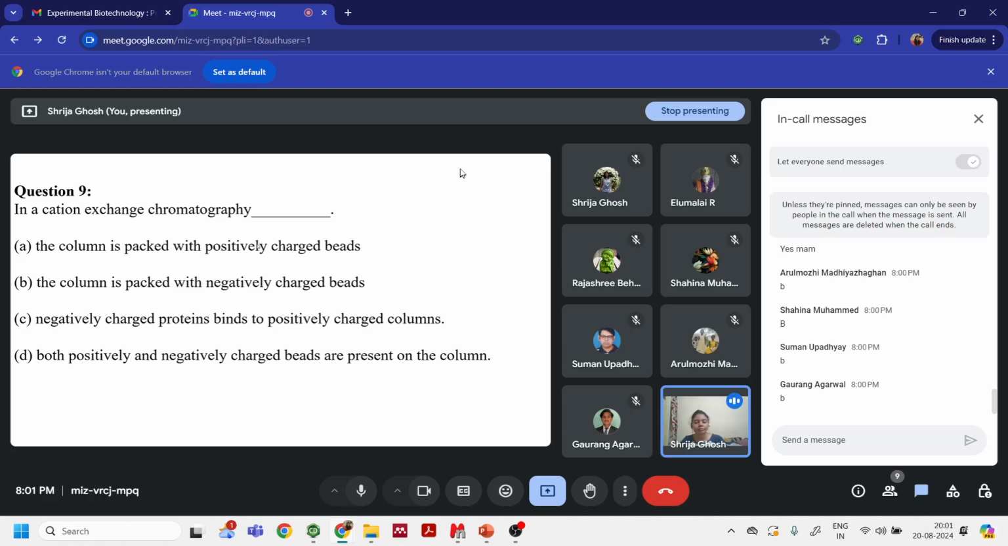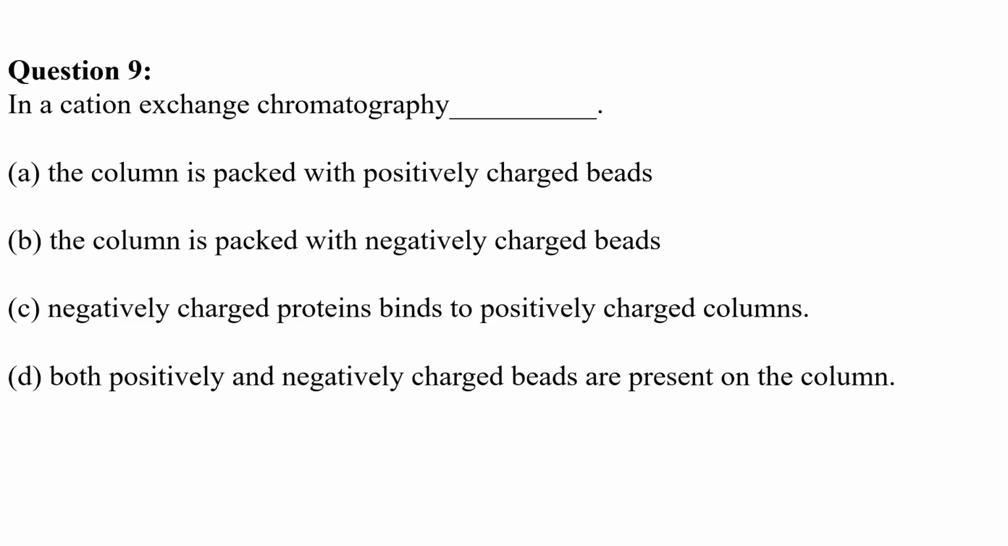Okay, the matrix, the bed, the stationary phase, the beads, whatever term you are using, will be negatively charged. So for cation exchange it will be negatively charged, for anion exchange it will be positively charged. So it is always opposite of the name. Remember that. So the correct answer is option B. The column is packed with negatively charged beads.